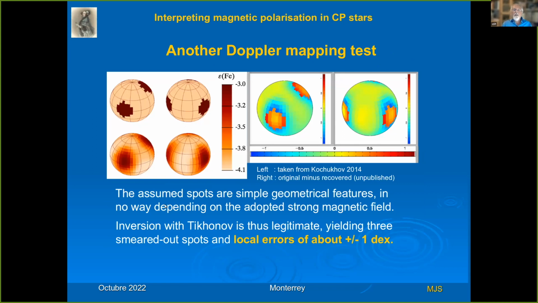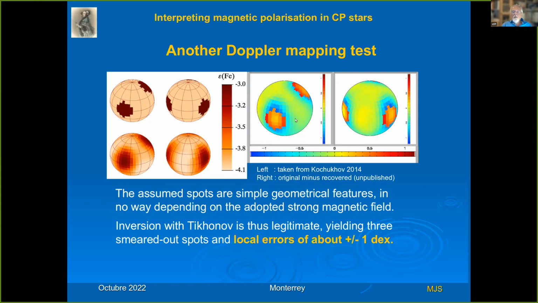Another Doppler mapping test was done starting from 2002 with Tikhonov. Here these plots are taken from Kochukov in 2014. You assume 3 well-distributed abundance spots with very high contrast, and then you invert, and then you get something. In that case also, you assume a magnetic field, but it doesn't enter the physics of the star spot. So you can use Tikhonov, that's absolutely legitimate.